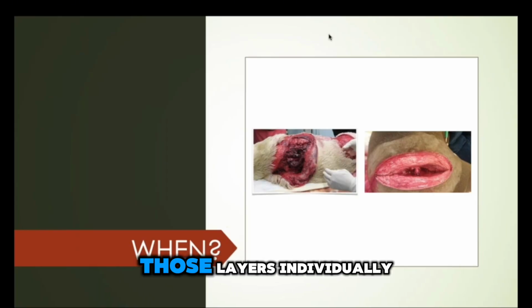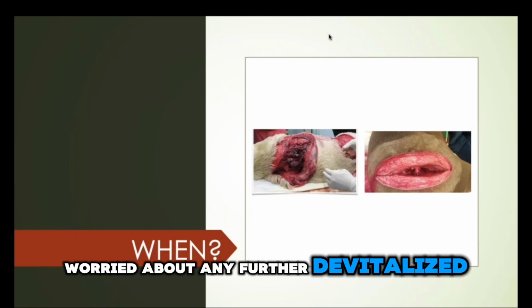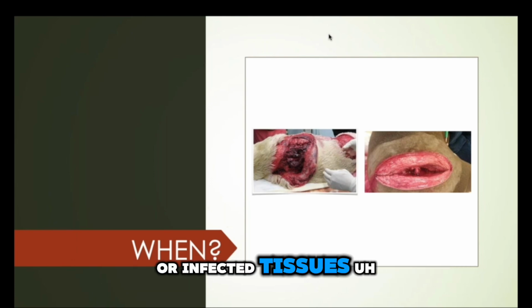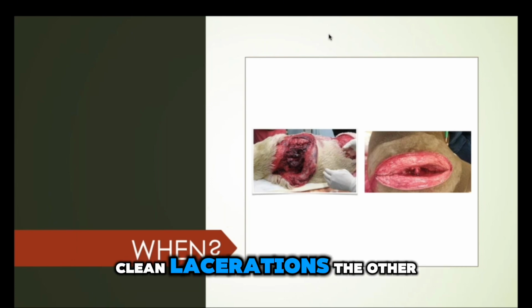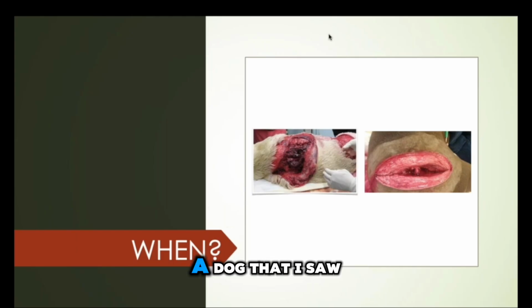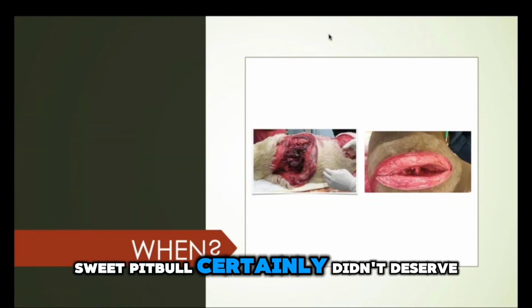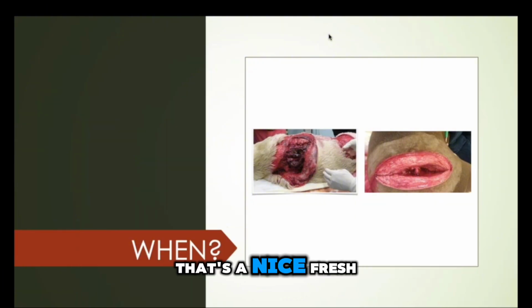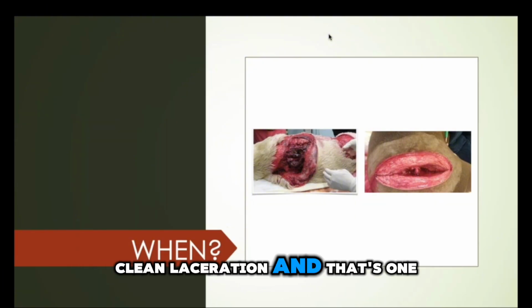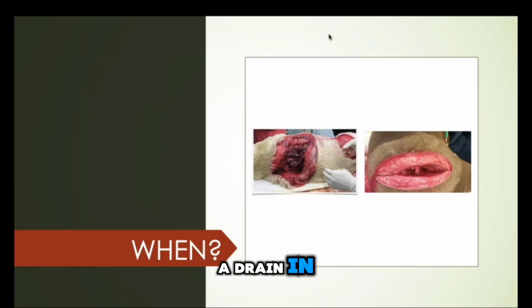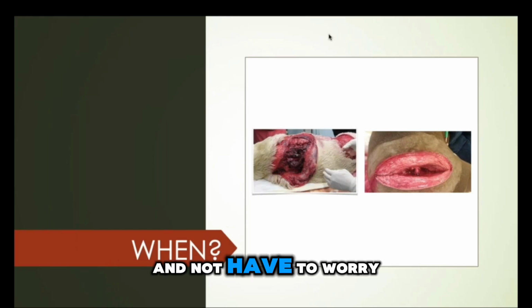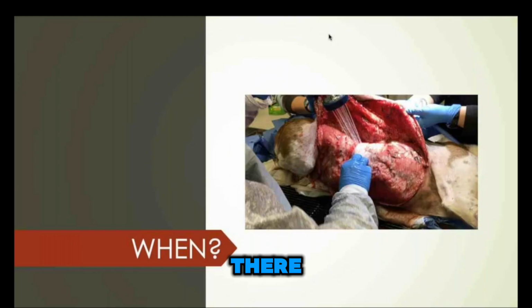And although we can close those layers individually, it's probably an area where I would use a drain as long as I'm not worried about any further devitalized tissues or infected tissues. Clean lacerations, the other picture here is a dog that I saw in West Philadelphia from a machete attack. Beautiful, wonderful, sweet pit bull, certainly didn't deserve that. That's a nice, fresh, clean laceration, and that's one that I would not use a drain in. I'd close that up and not have to worry about too much dead space there.